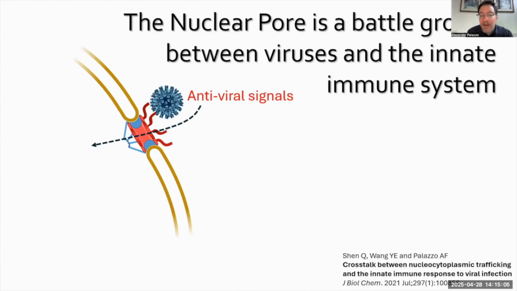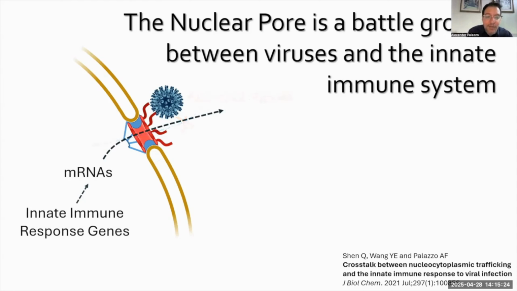Any antiviral signals that are trying to cross through the pore, viruses attempt to short circuit the system by inhibiting these antiviral signals before they can enter the pore. Even if the antiviral signals enter the pore and activate innate immune response genes, those genes produce mRNAs that then have to cross right back out of the pore. In some cases, it appears that viruses try to mess around with the mRNAs for their own benefit and manipulate the innate immune system.